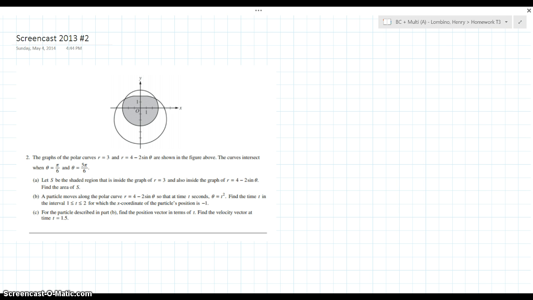Alright, so the graphs of the polar curves r equals 3 and r equals 4 minus 2 sine theta are shown in the figure above. The curves intersect at theta equals pi over 6 and theta equals 5 pi over 6. So let's do part A. Let S be the shaded region that is inside the graph of r equals 3, but also inside the graph of r equals 4 minus 2 sine theta. Find the area of S.